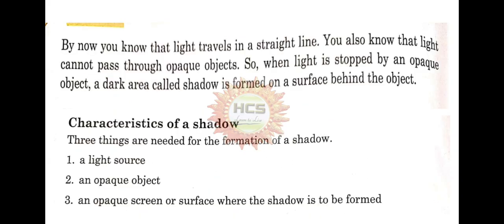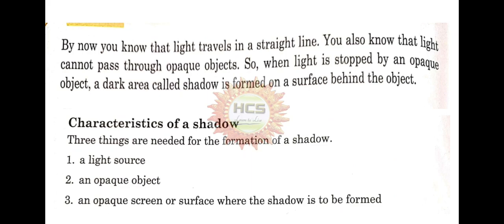By now you know that light travels in a straight line. We discussed this in our previous lecture. You also know that light cannot pass through opaque objects. So when light is stopped by an opaque object, a dark area called shadow is formed on a surface behind the object. What is a shadow?